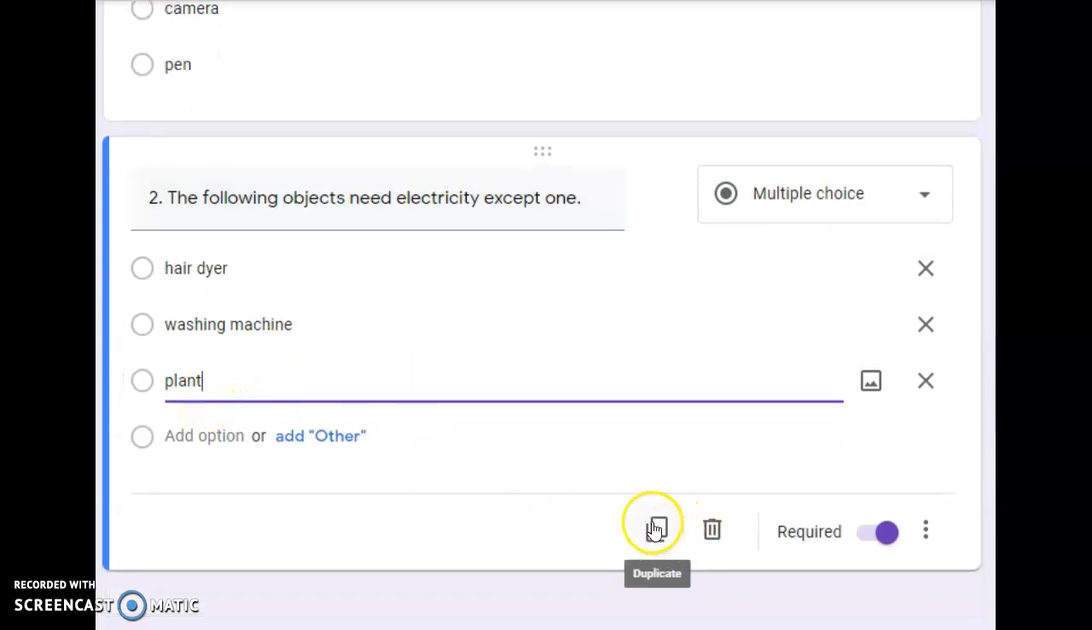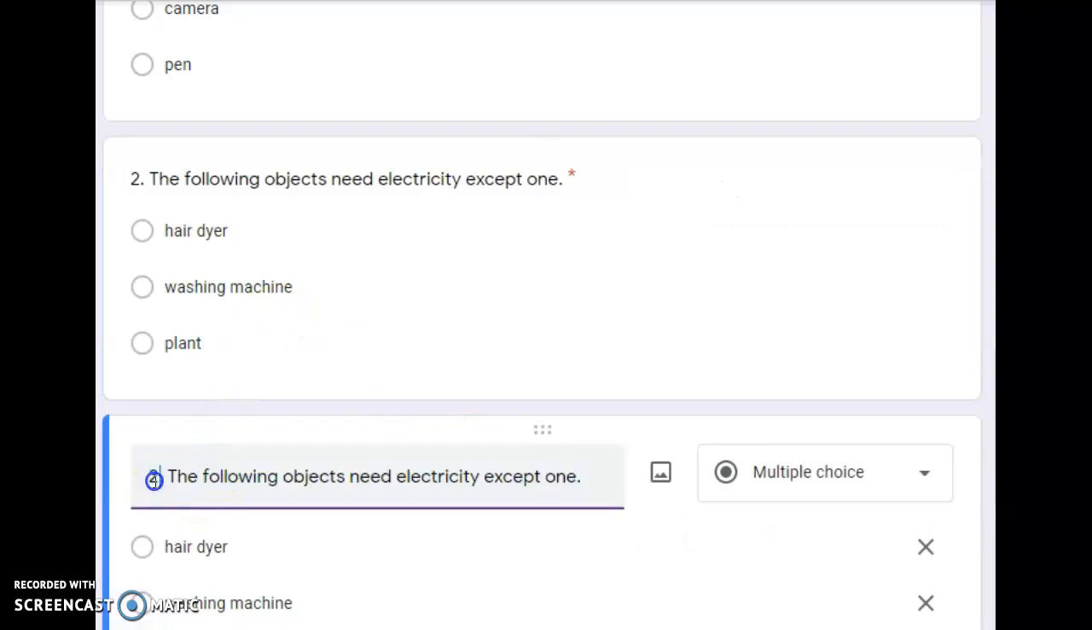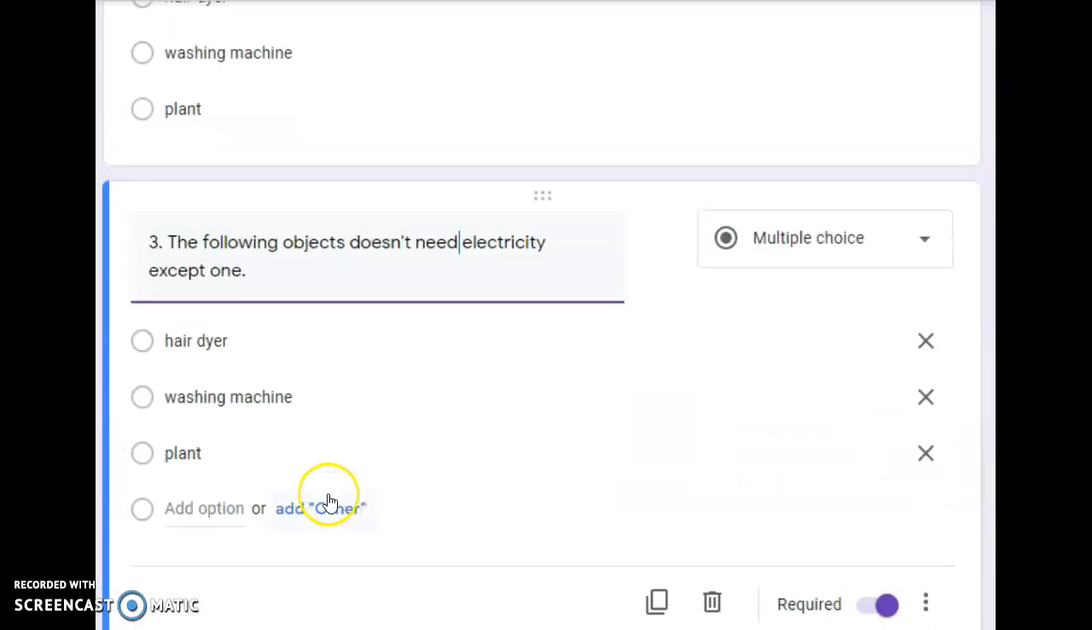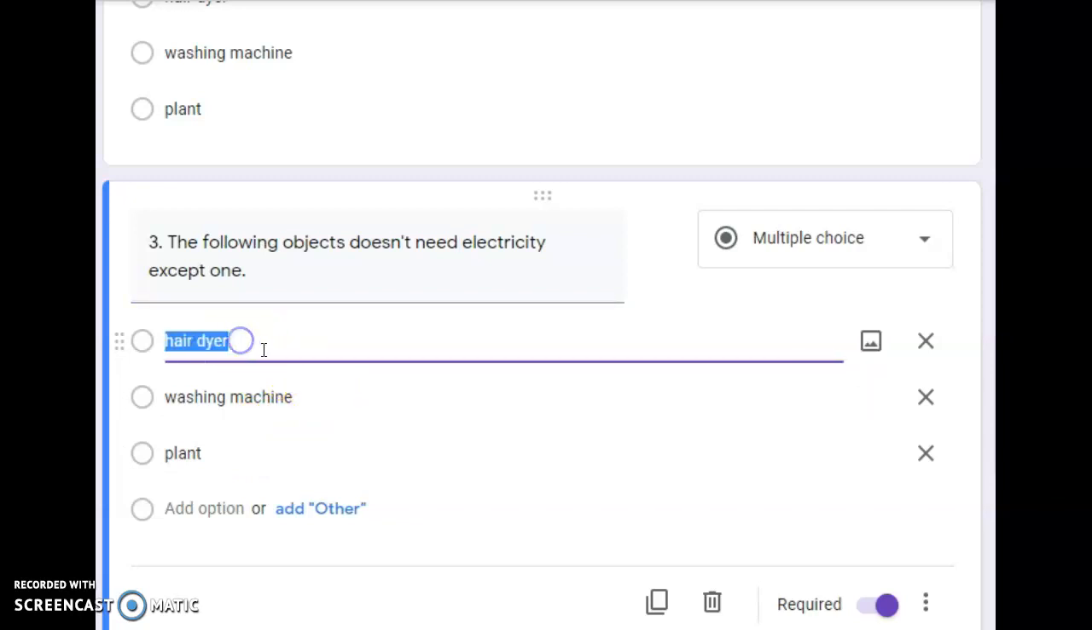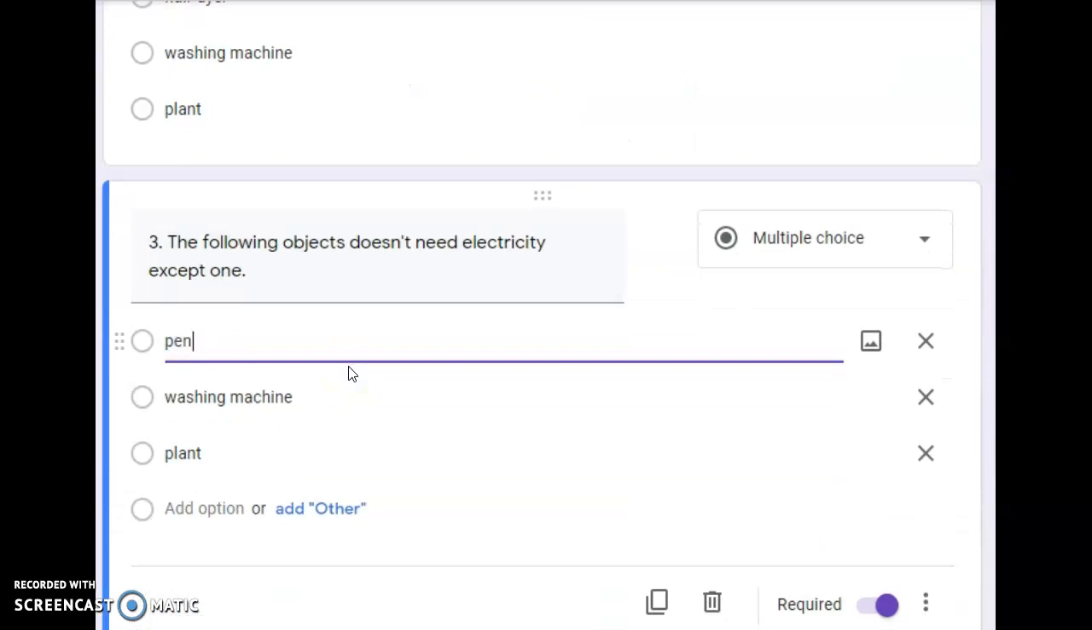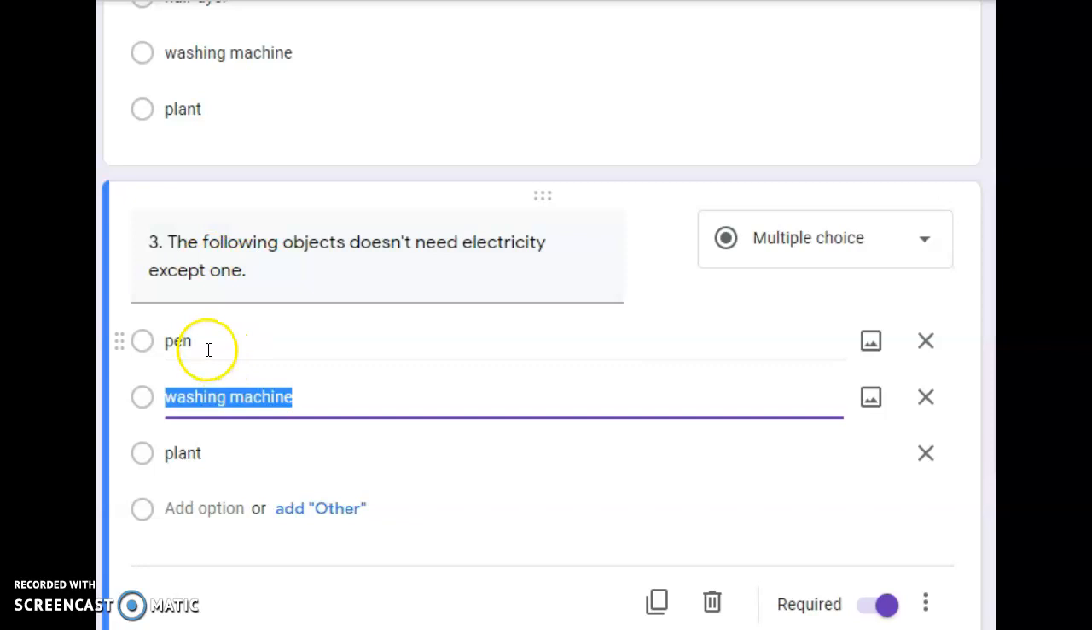Okay, next question. Number 3. The following objects do not need electricity except 1. Let's say plant. We'll keep the washing machine. Let's say pen. Okay, so for all of these words, the following objects don't need electricity. So first, what we're going to do is find the things that don't need electricity, right? So which of these words, pen, washing machine, plant, does not need electricity?